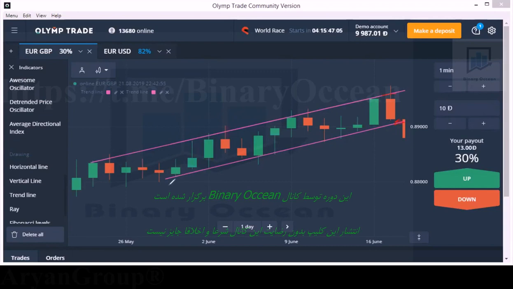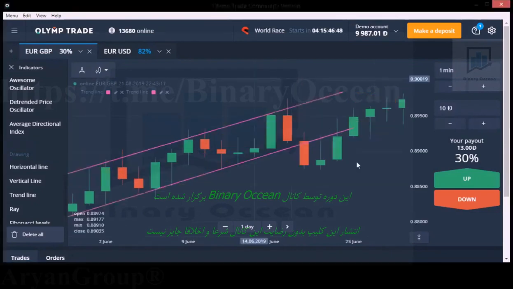So if you see these two entry points, you can enter here. If you see these two entry points, you can enter here. Entry point, exit point, entry point, exit point. So again, you can enter, but we are seeing a breakout candlestick.